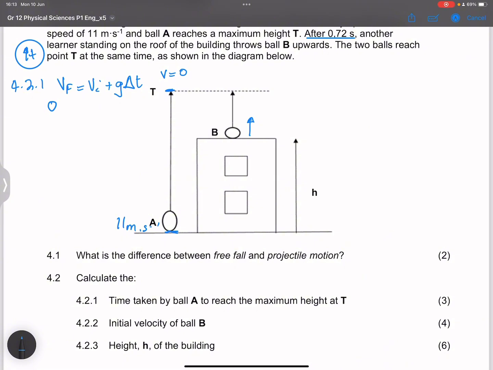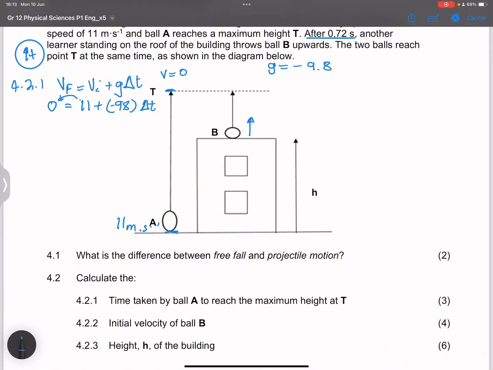The only thing you need to remember is that, now that I've chosen up as positive, gravitational acceleration would be negative 9.8, because gravitational acceleration always acts downwards, towards the center of the earth, right? So I'm going to say our initial velocity is positive 11 plus negative 9.8. Remember, that's gravitational acceleration, and we're looking for time. So I'll take this to the other side.